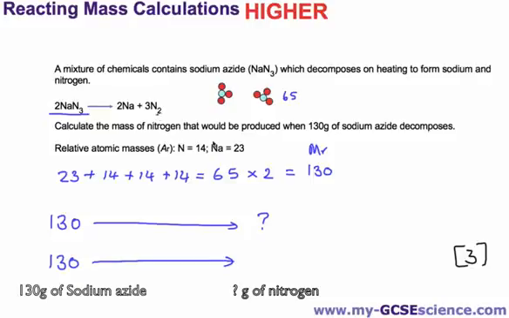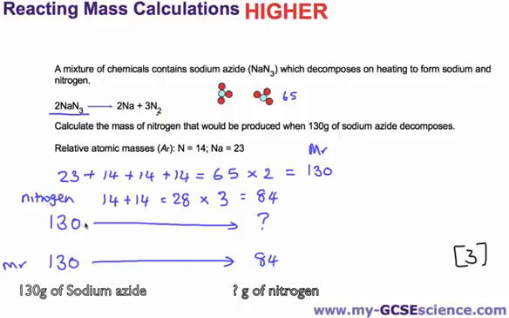We've got 3 N2s, so for the nitrogen, N is 14, N2, so we've got 2 14s, so that's 28, but we've got 3 of those, we have to multiply by 3, and that gives us 84. So 130, this is the MR row, 130 equates to 84.